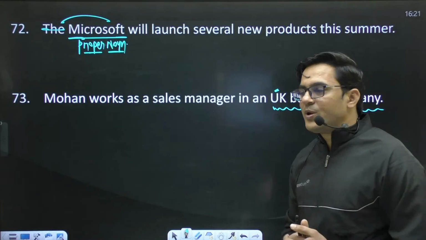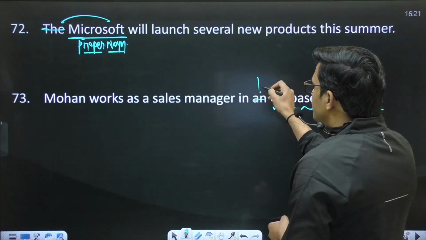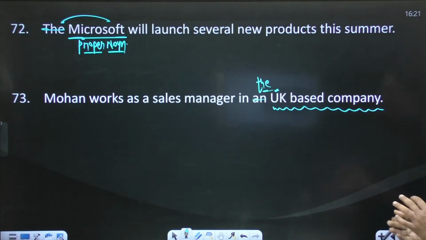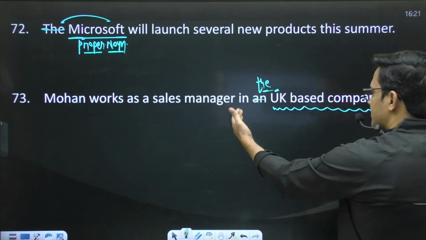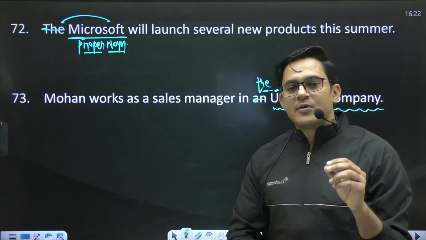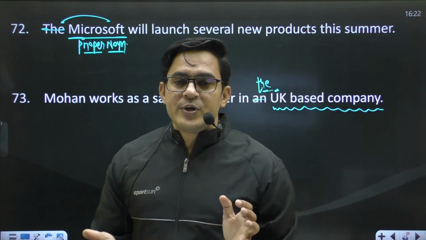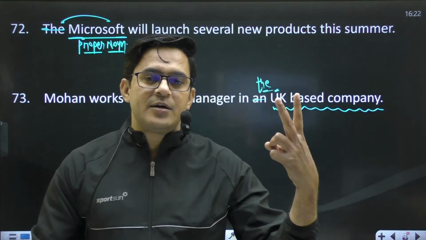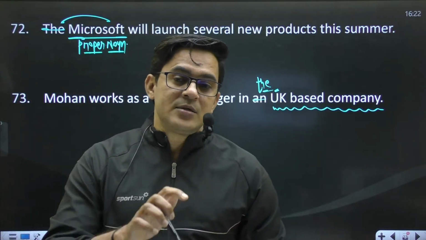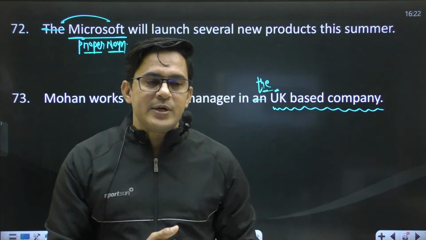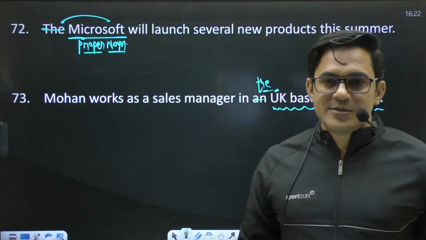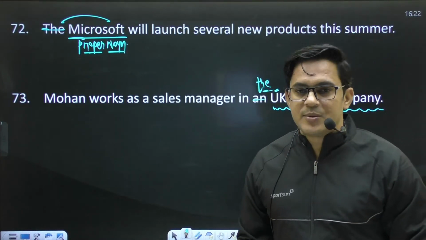So the sentence will be like, in the UK based company. In the UK based company will be the right answer. Mohan works as a sales manager in the UK based company. Okay, are you getting my point? For country names which have adjectives like United, Great, Soviet, Republic, right, in that case we use article the. And countries in plural like Bahamas or Netherlands, West Indies and Philippines, they also demand article the before them.